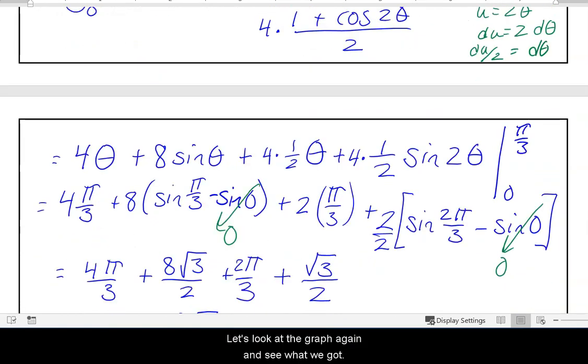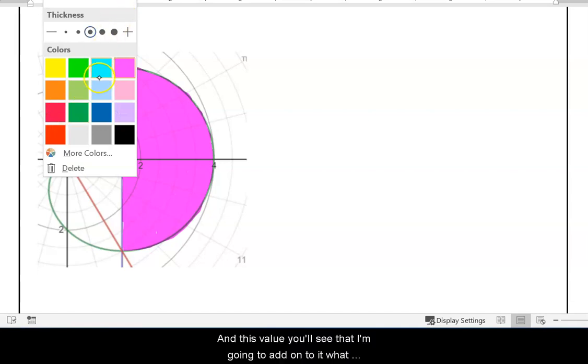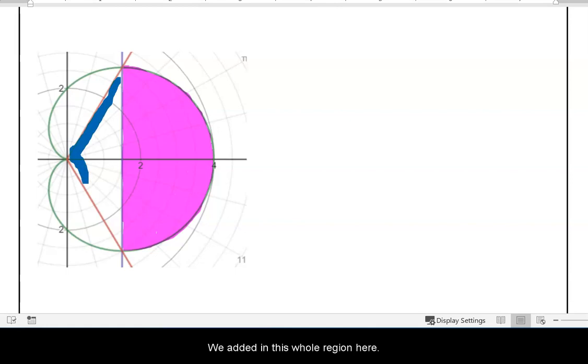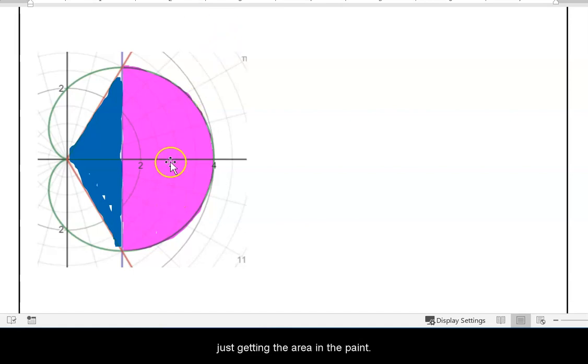Let's look at the graph again and see what we got. I've made the picture larger here so that you can see what it would look like. In this value, you'll see that I'm going to add on to it what we have actually added into our area but didn't think about. We added in this whole region here. Why? What was it that we did that caused this blue region to get computed in the area when we thought we were just getting the area in the pink?